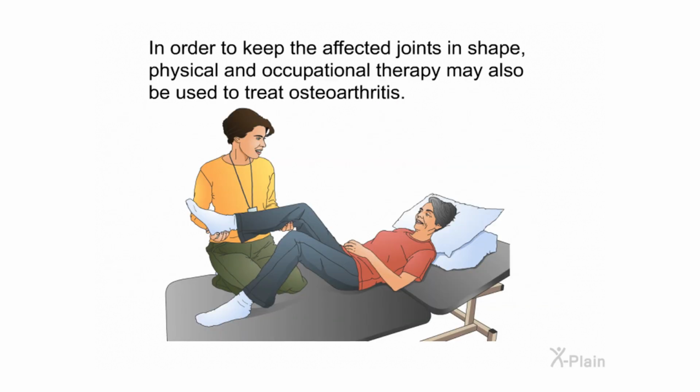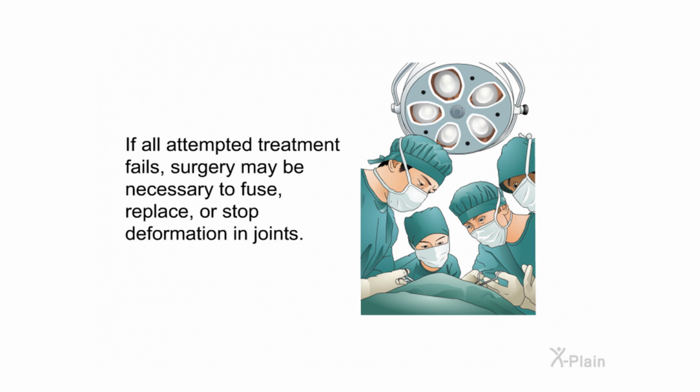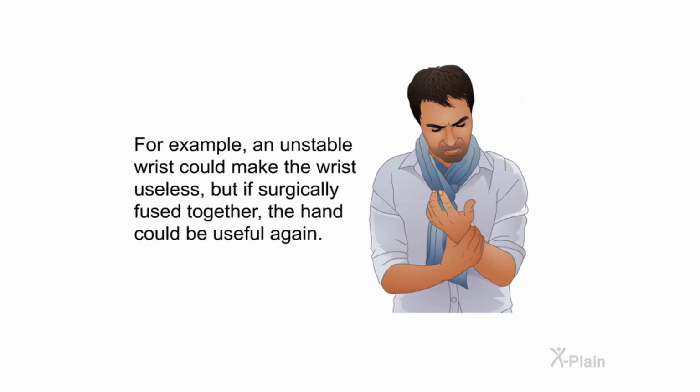In order to keep the affected joints in shape, physical and occupational therapy may also be used to treat osteoarthritis. Splints are used to help prevent, slow down, or compensate for joint deformities. If all attempted treatment fails, surgery may be necessary to fuse, replace, or stop deformation in joints. For example, an unstable wrist could make the wrist useless, but if surgically fused together, the hand could be useful again.